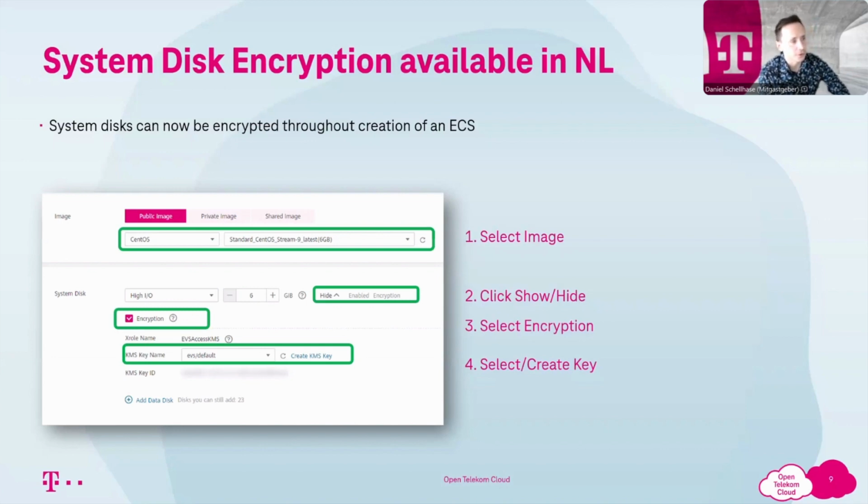So you need to, of course, first select the image. If you're looking for this feature, you first need to select the image on our console, for example. Afterwards, you will see the show and hide button. Then you click on show, and then you see the encryption functionality, and you can select or conveniently create your KMS key in order to make use of the functionality.